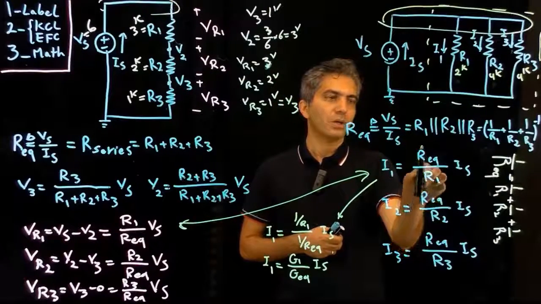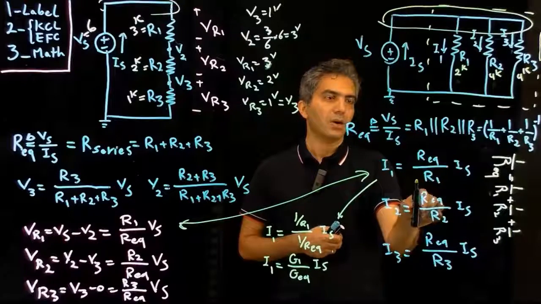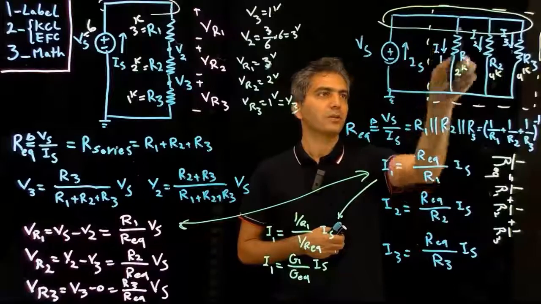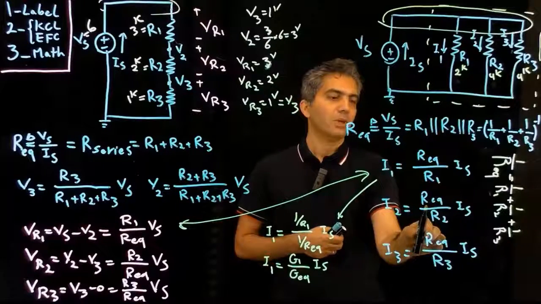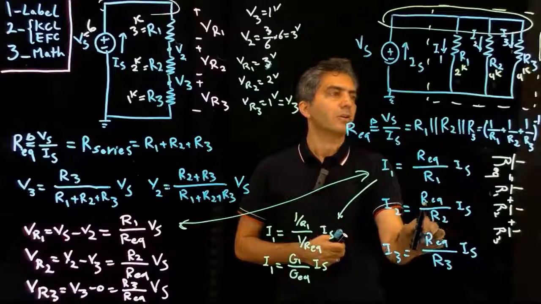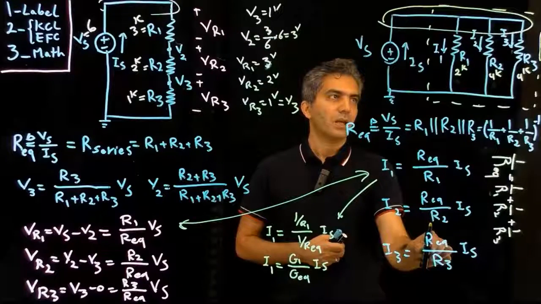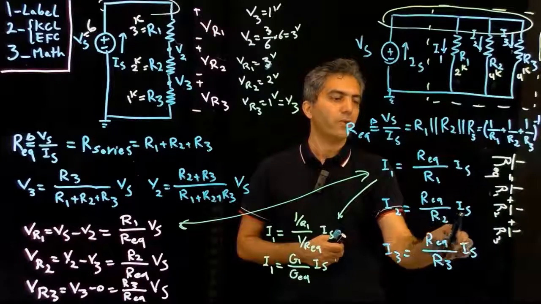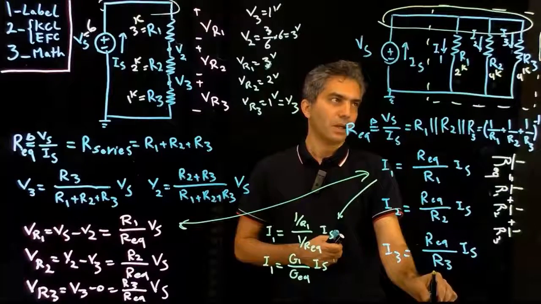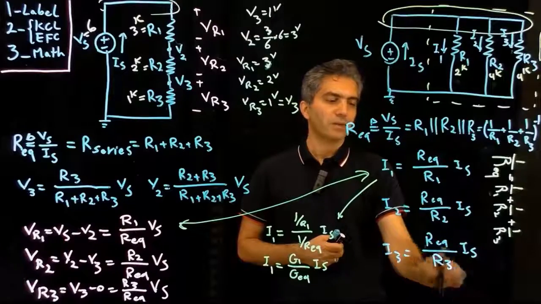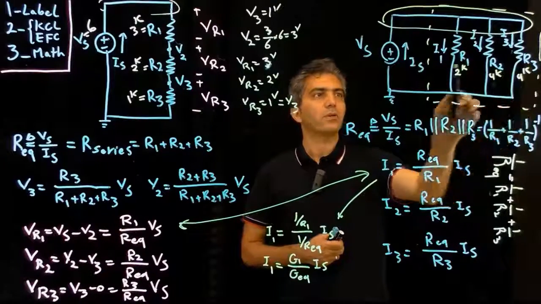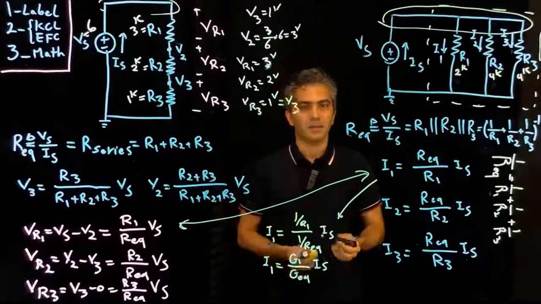So you come here, this is 1K, and R1 is 2. So 1/2 of the total current is going to go through this one. You come here, and you say, again, R equivalent, we said, is 1K and 4K, so 1/4 of the total current is going to pass through this one, and then 1/4 of the current is going to pass through this one. So 1/2, 1/4, 1/4, you add it up, you get IS.